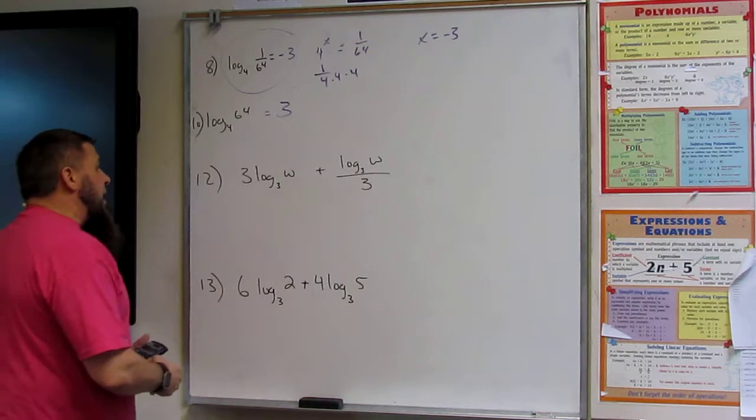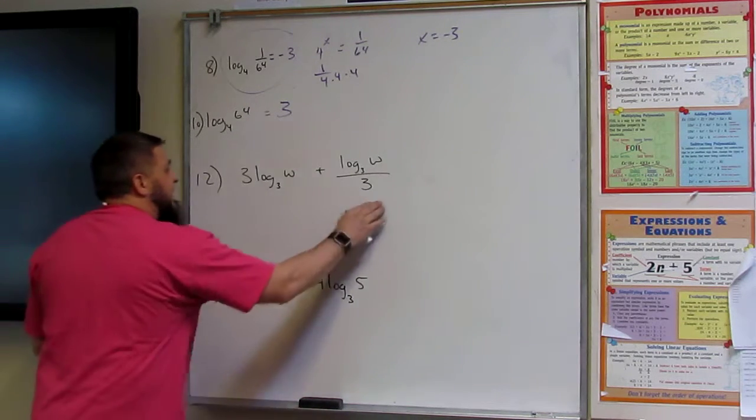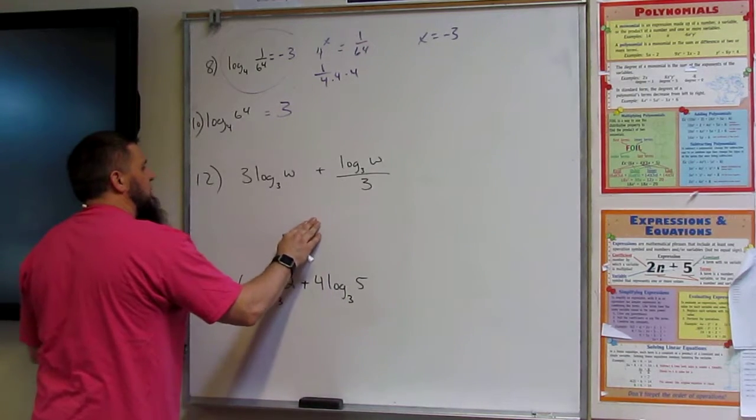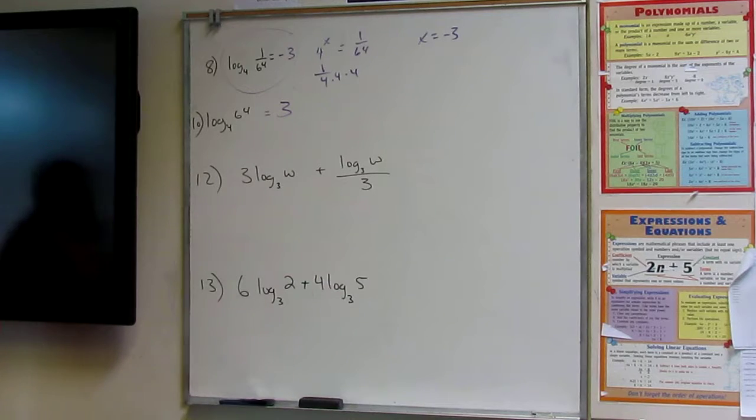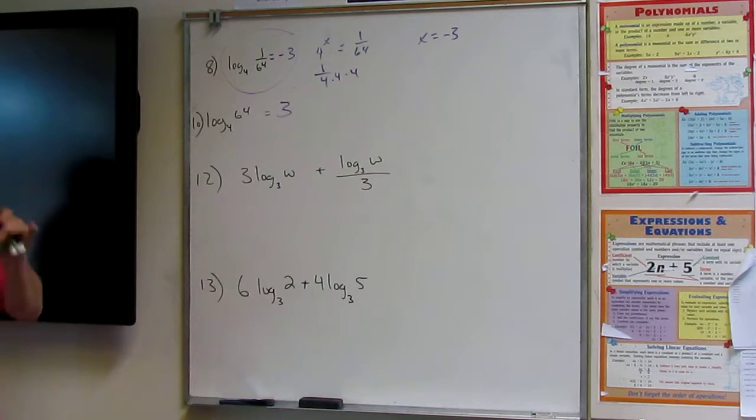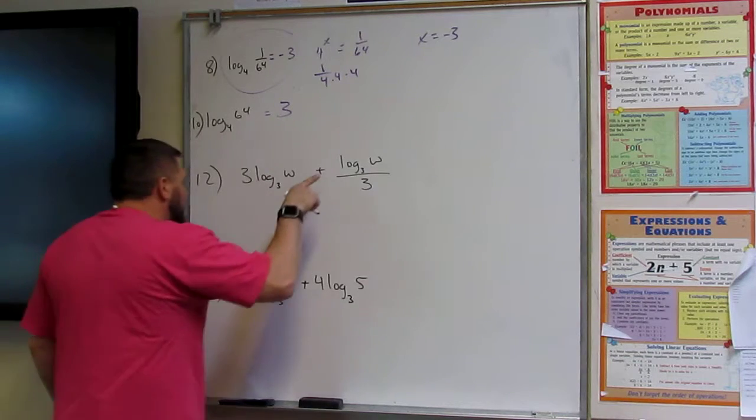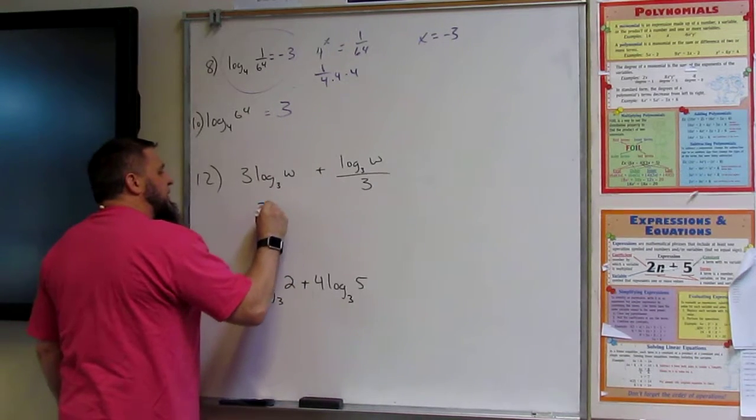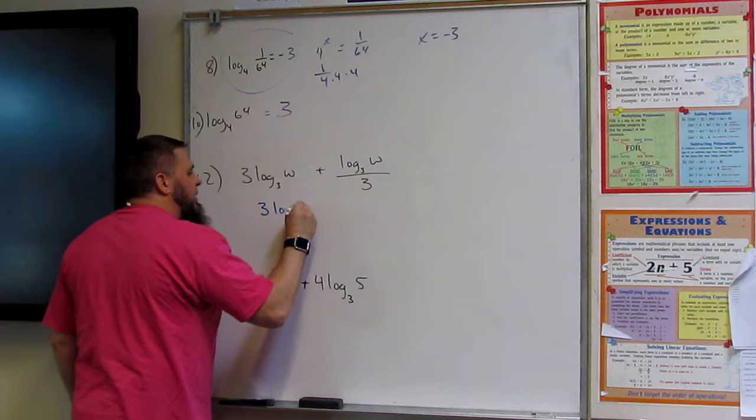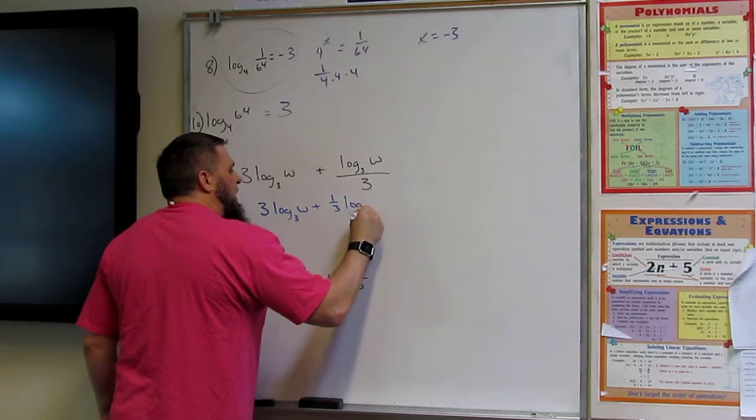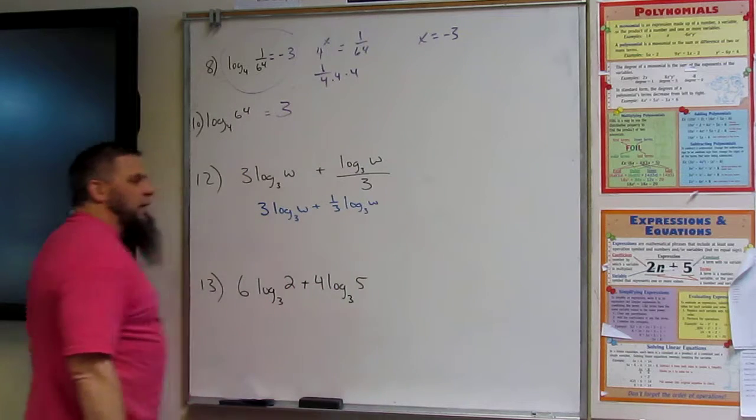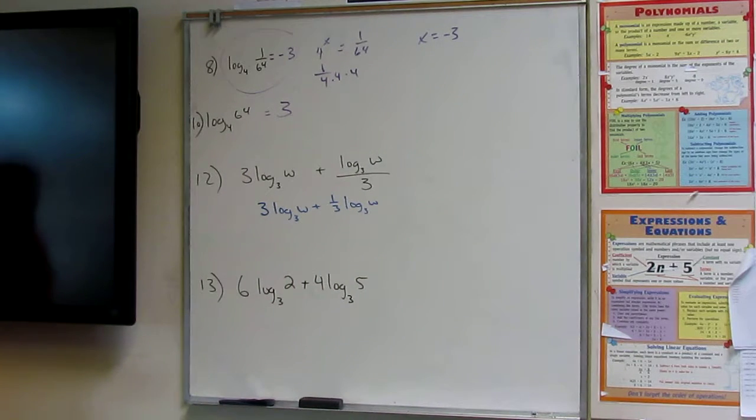Okay? Next. Now we're going to condense these. Wait. Is that what we're doing? Yeah. We're going to condense these. Okay? To condense them, this one's a little harder. They're kind of messing with you. Okay? Let's rewrite this one. It's 3 log base 3 W plus 1/3 log base 3 of W. Right?